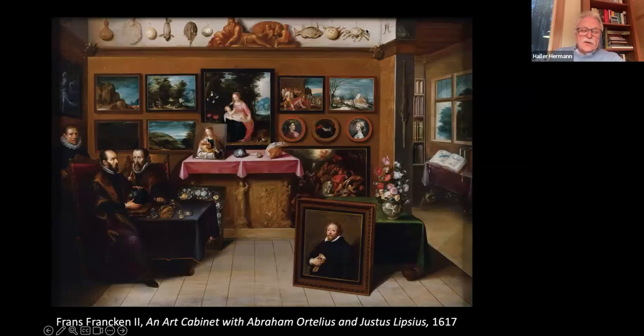So this is also from Franz Francken, 1617, 20 years earlier than the others, an art cabinet with Abraham Ortelius, famous map maker. He actually made the first map of the world in the 16th century. And Justus Lipsius, he's the one with the brown beard sitting there, famous philosopher and professor, first in Leiden and then in Leuven in Belgium.